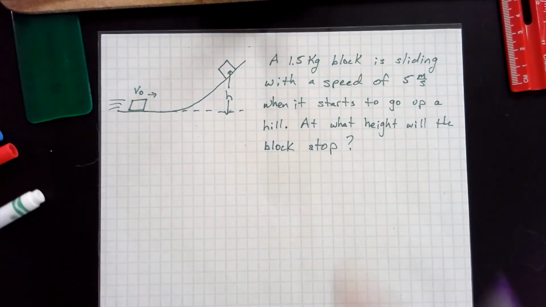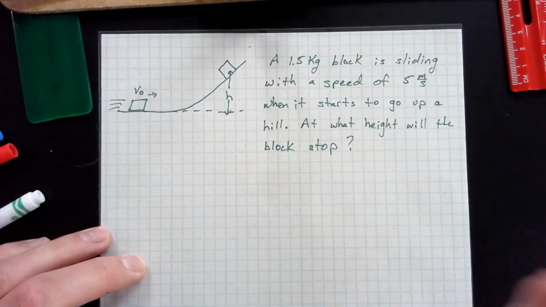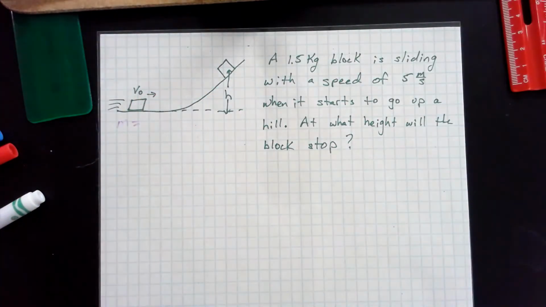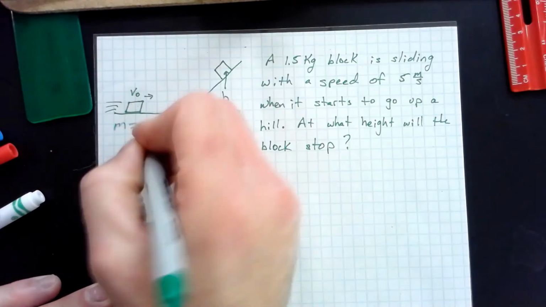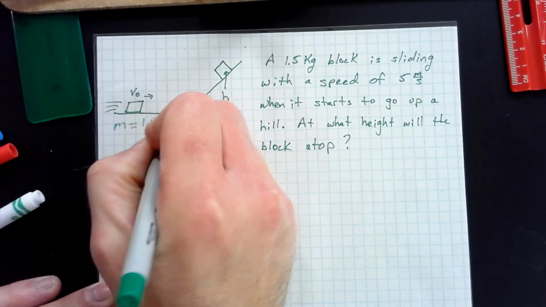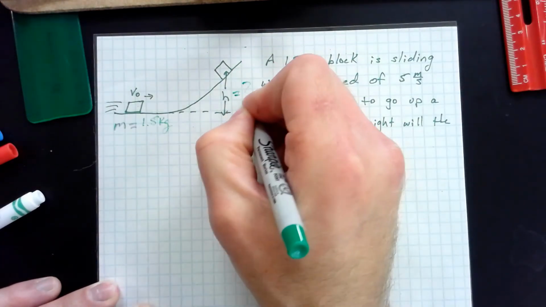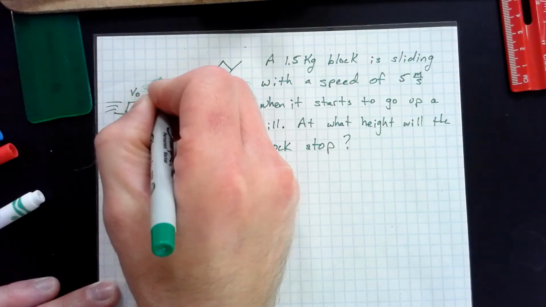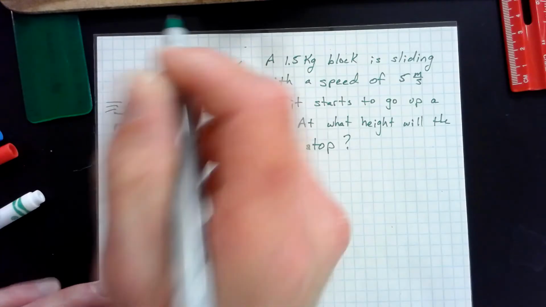If you don't like writing down the problem, draw the picture and label everything clearly. Like here, this mass doesn't show up, so let's get a different marker. Let's try green. Mass is equal to 1.5 kilograms. And the height, we don't know, so let's put a question mark. And it tells us that we have a speed here that's equal to 5 meters per second. So we have all of the information written down on our diagram.